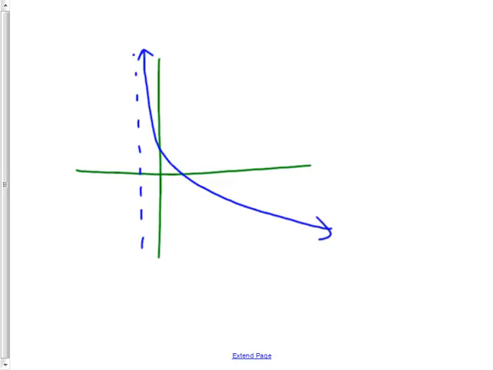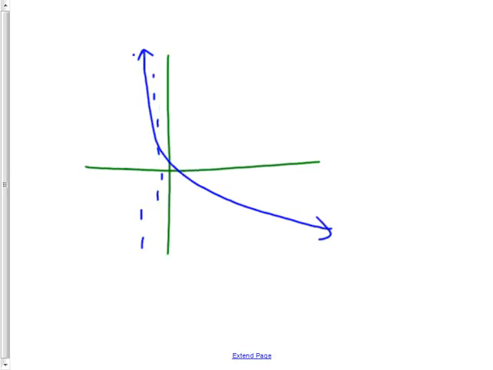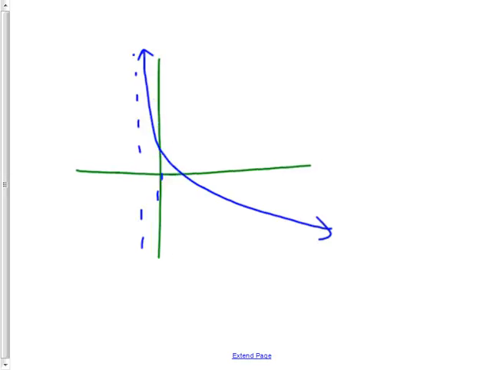Domain and range. So if this thing was over here, and then I moved it over A, then what's the domain and range now? Okay, so here's domain. Domain, how far left can I go? -A. Good. Can I be on -A? No, because there's an asymptote line there.